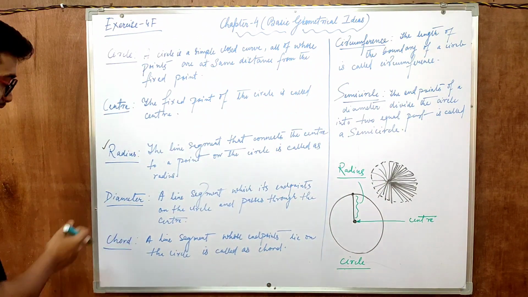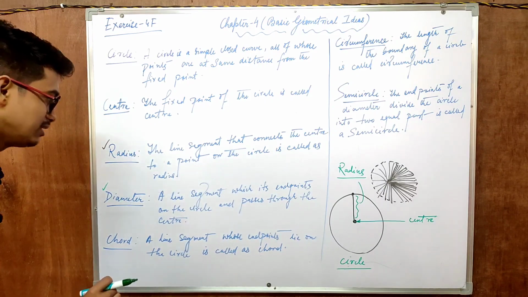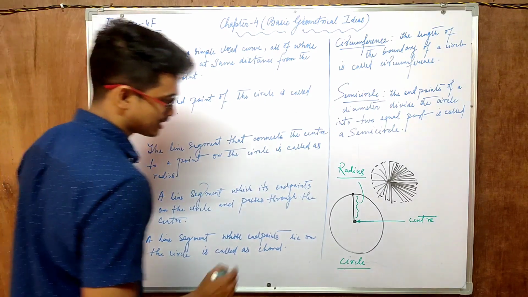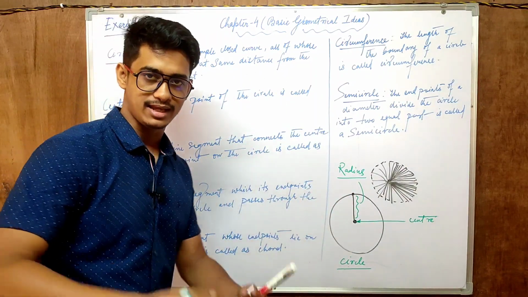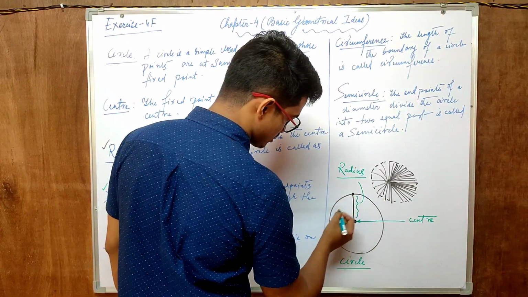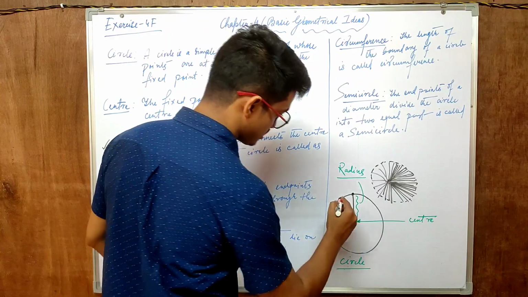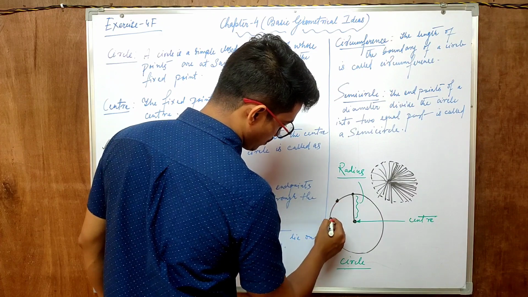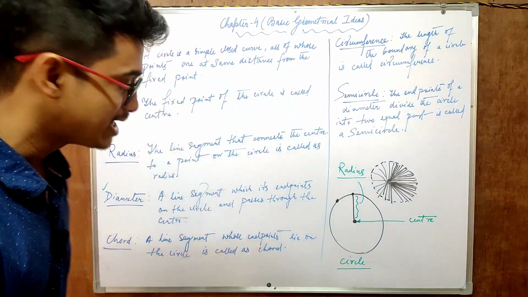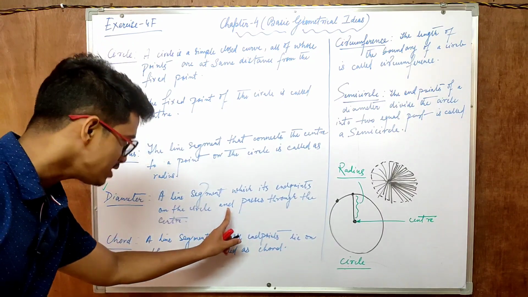After that, the next topic is diameter. A line segment which has its endpoints on the circle and passes through the center. That means two points would be on the circle, just like in the case of radius. Let's say this is the first point, and this is another point. This other point could be over here, there is no such problem. But there is one condition: its endpoints are on the circle and it passes through the center.